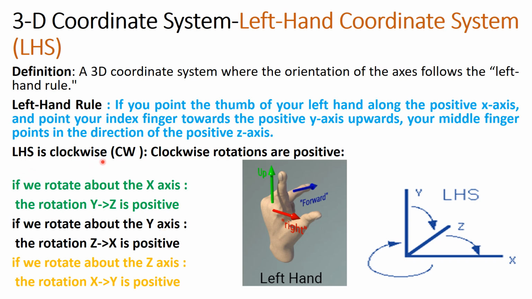LHS is clockwise. Clockwise rotations are positive. لو لاحظنا في ال RHS كان counter clockwise CCW، لكن ال LHS هو CW. If we rotate about the x-axis, from y to z is positive, and if you rotate about the y-axis from z to x is positive, and if we rotate about the z-axis from x to y is positive. مع عقارب الساعة يعتبر موجب.